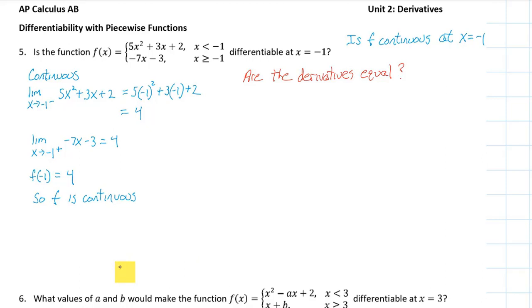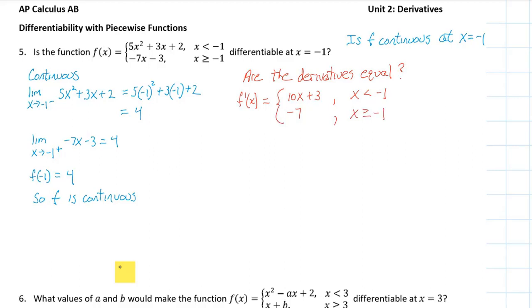I'm going to do f prime of x, and f prime of x is also going to be a piecewise function. So we're going to take the derivative of the top function. That's 10x plus 3. We have the same restrictions, x less than -1. Our second function, the derivative of -7x minus 3, that's just -7. All right, there we go. And the restriction on this one is that x is greater than or equal to -1.